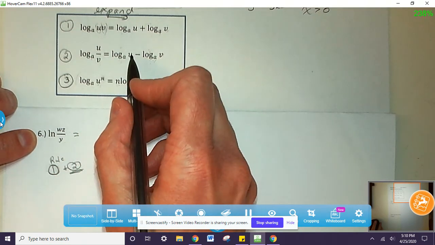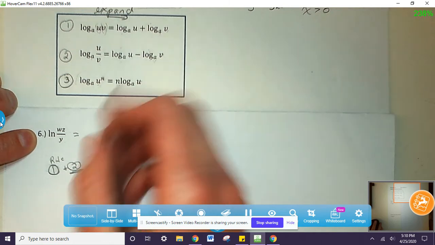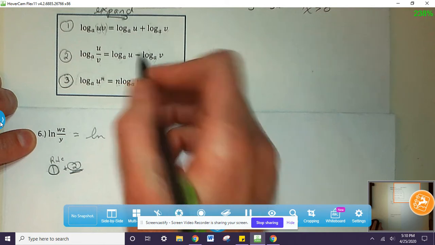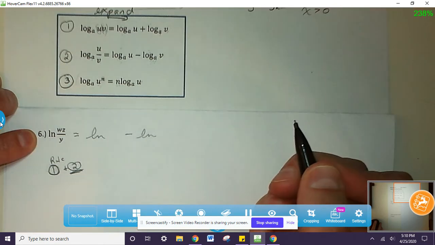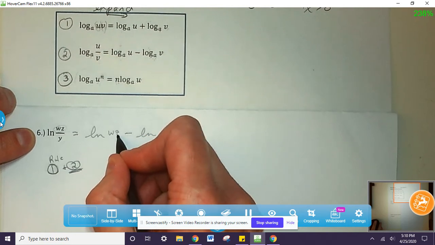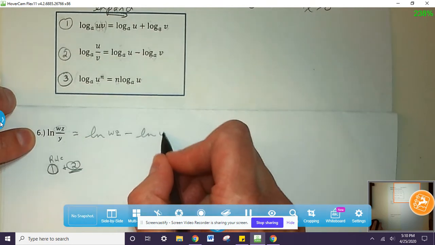So rule 2 says we're going to keep log with the same base. So it's going to be ln, natural log. I'm going to keep a minus. Whatever the numerator was goes in the first log, and whatever the denominator was goes in the second log.